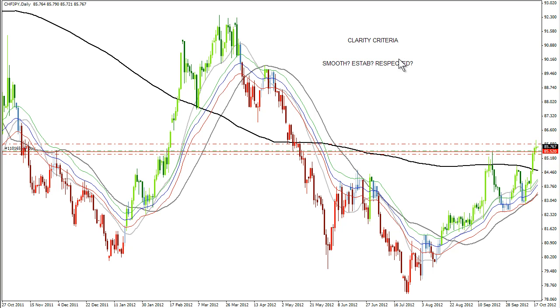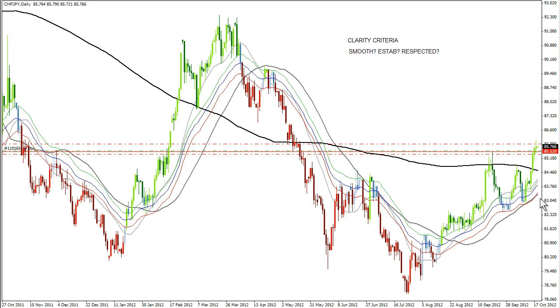So this one right away, you'll notice, loses out on the smoothness criteria. I mean, this is not a smooth 34 EMA wave. Is it established? It's been moving up higher since, say, mid-August. Is it respected? Even though we've had deeper pullbacks, the wave has been able to contain the pullbacks and act as support.